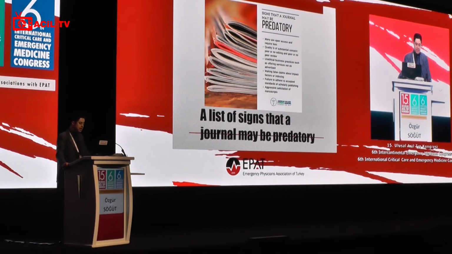There is a list of signs that a journal may be predatory. Firstly, many predatory journals are open access and require fees. Quality is of substantial concern: poor or no editing, and poor or no peer review. Unethical business practices such as offering services not as advertised, making false claims about impact factors or indexing, failure to adhere to accepted standards of scholarly publishing, and aggressive solicitation of manuscripts.